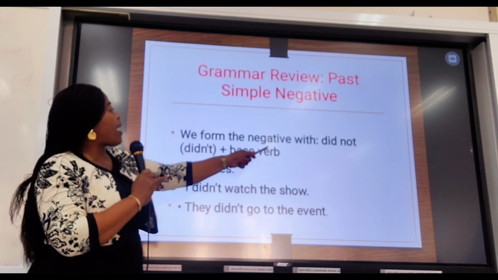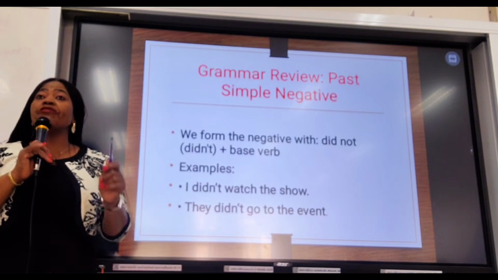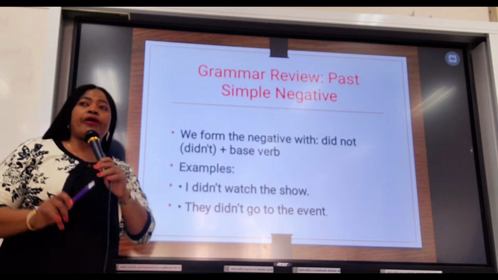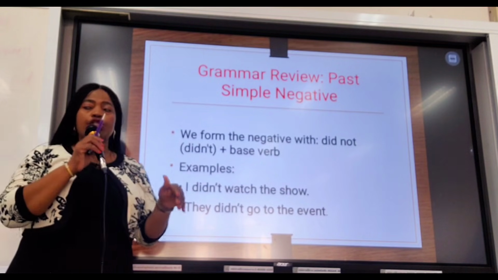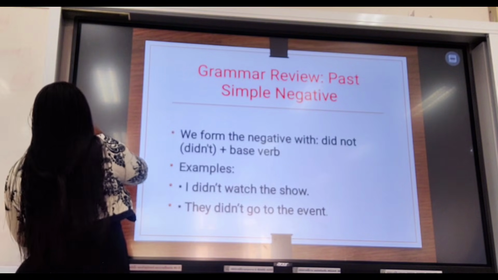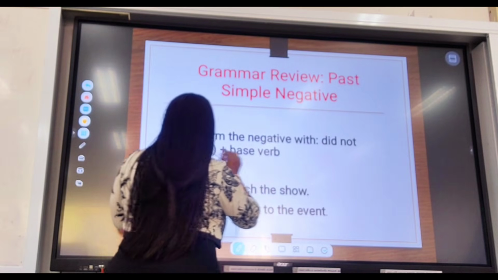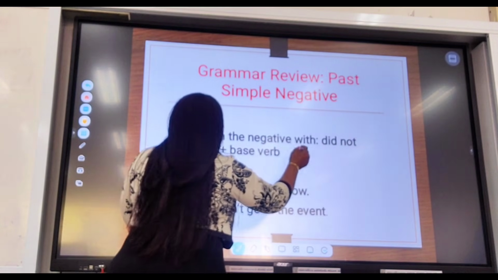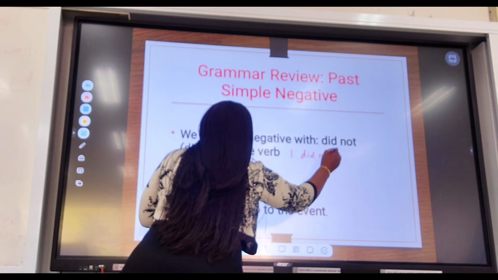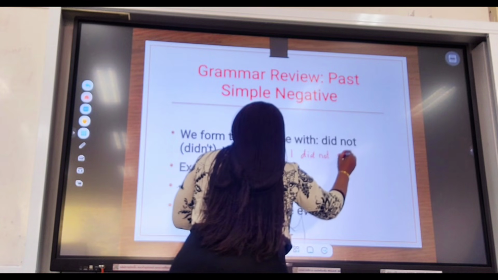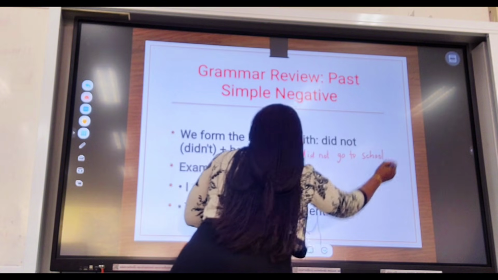And we form by adding did not plus the base form of the verb. When we talk about the base form of the verb, it means we don't add anything to the verb. For example, I did not go to school yesterday. Let's say, did not plus base form. Example, I did not go to school. Let us leave it like that.